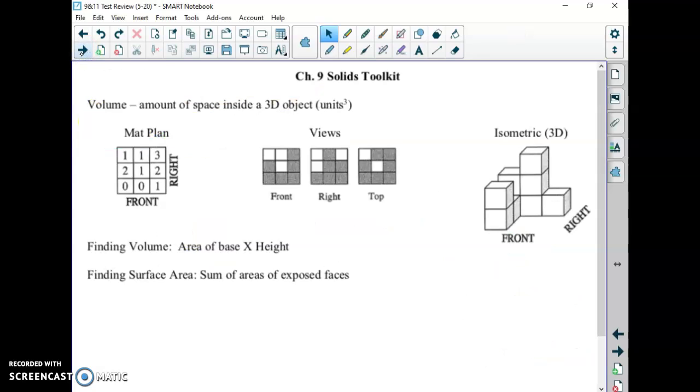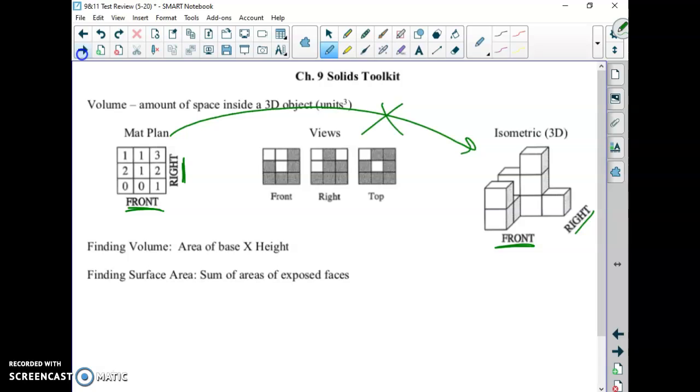Chapter 9, we started with our solids. Remember that with our isometric views, you need to know where the front is, you need to know where the right is. In all map plans, the front is the bottom and the right is on the right. So this map plan does not match up with this. Those are not the same. The map plan for this isometric would look like this.